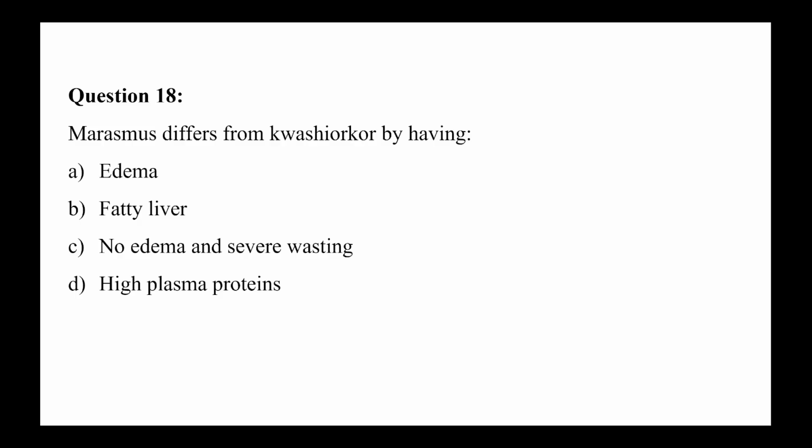Marasmus differs from kwashiorkor by having option A, edema, option B, fatty liver, option C, no edema and severe wasting, option D, high plasma proteins.